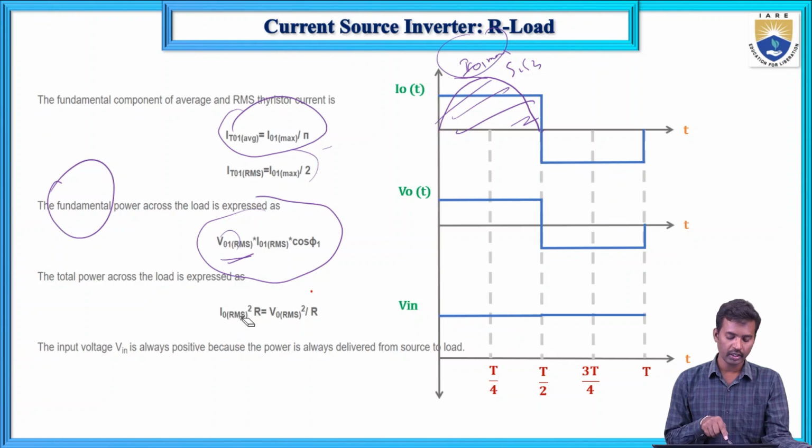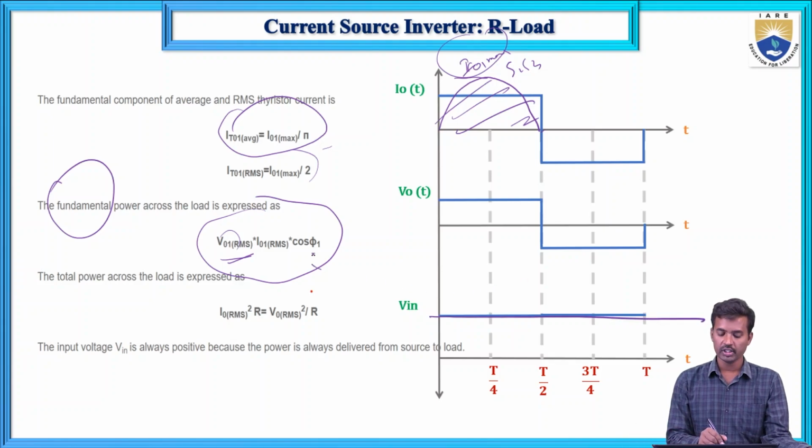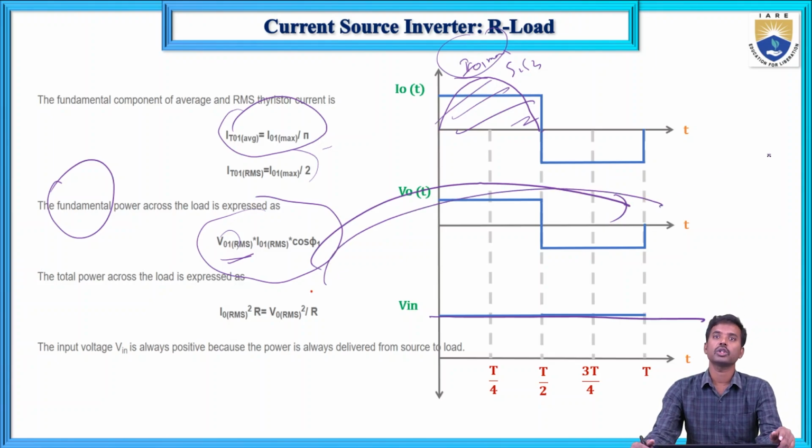So I0 RMS square into R equals V0 RMS square divided by R. Now here the input voltage is always positive. Because power always flows from the source to the load, not from the load to the source, it does not require any feedback diodes.